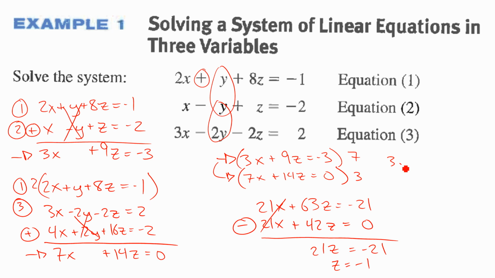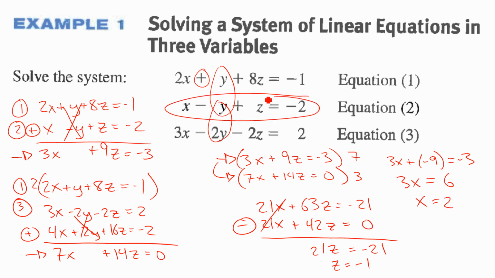So 3x plus 9 times z. So this is -9 equals -3. So 3x, if we add 9 to both sides, we're going to get 6. So x equals 2.